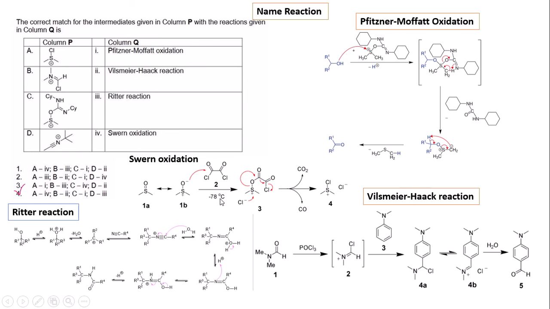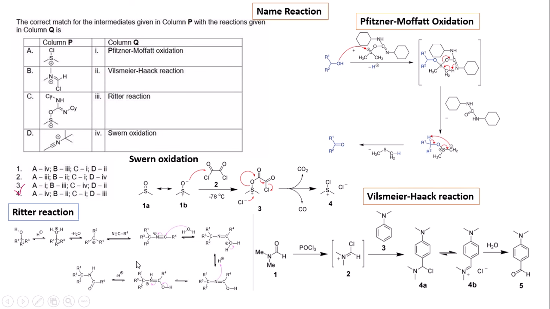The Swern oxidation can also take place in the presence of oxalyl chloride. Here the sulfonyl chloride is produced, and this is the active agent for the oxidation of any alcohol by a similar mechanism, where the alcohol molecule can attack the sulfur atom to produce this sulfonium ion type species, and then the elimination of this hydrogen atom gives the carbonyl compound.